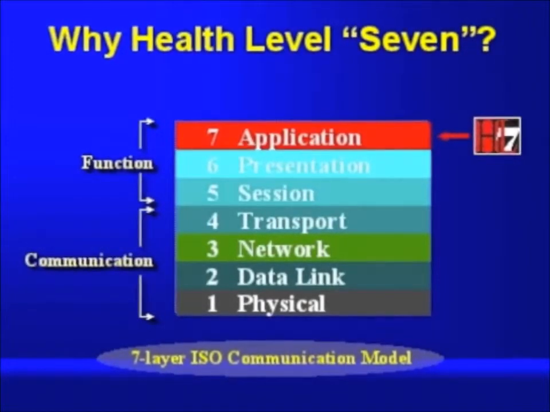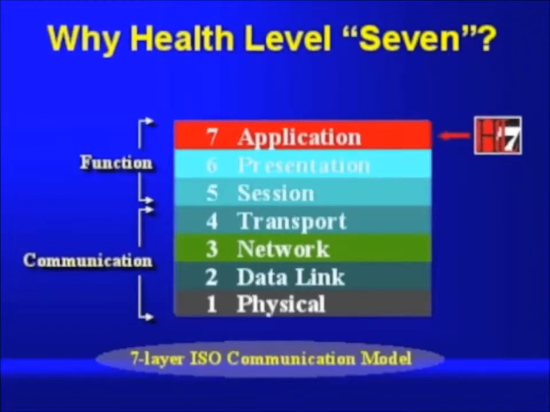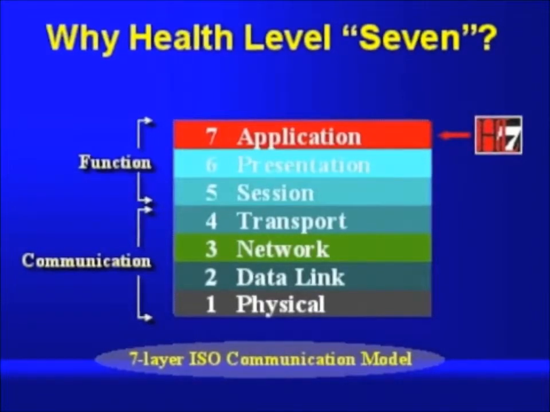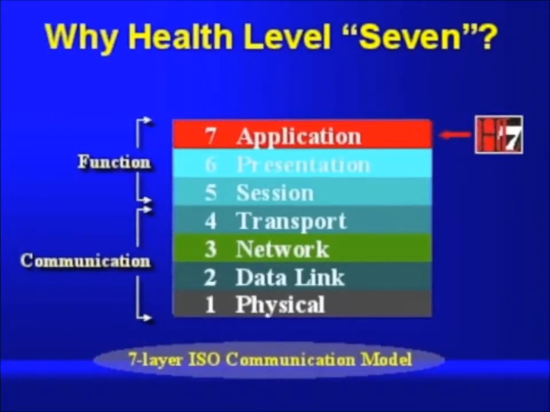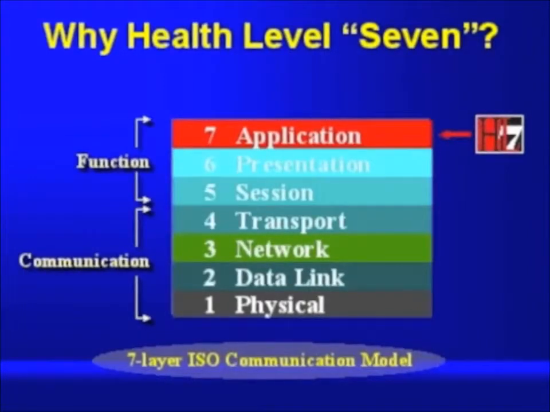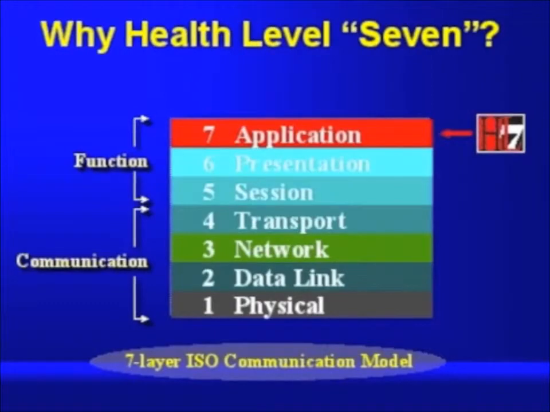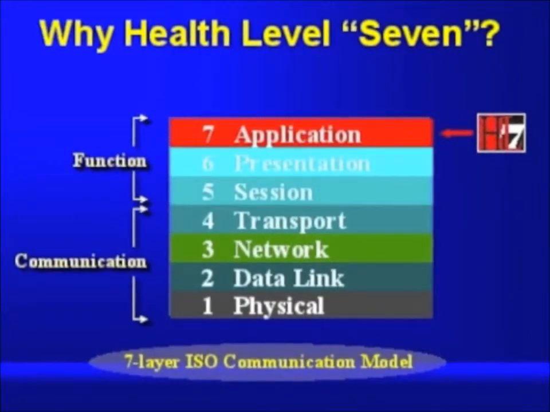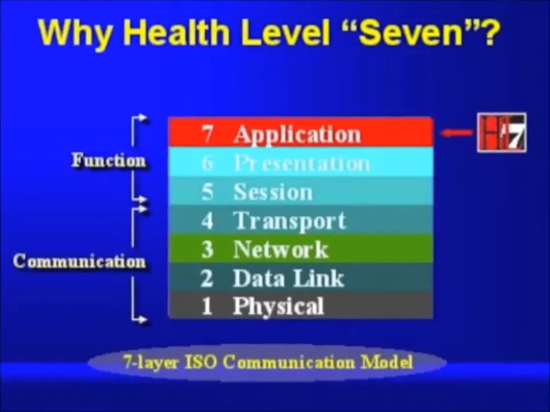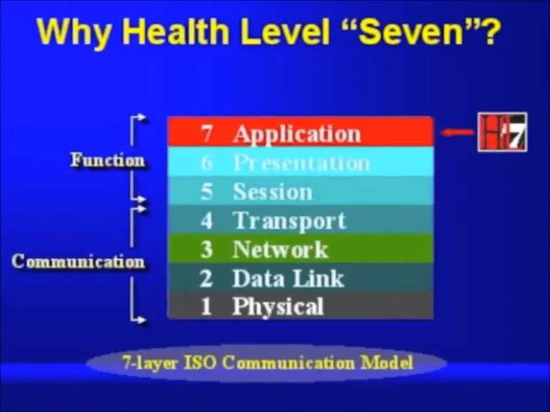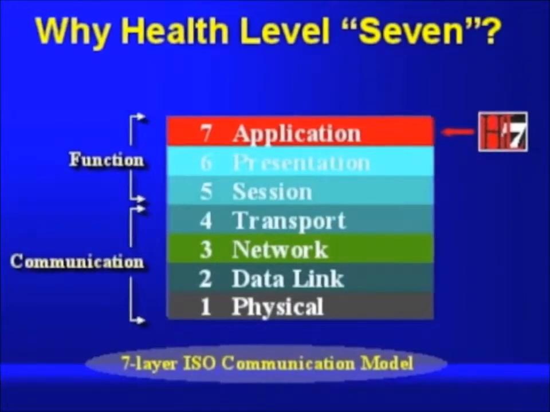The 7 refers to the 7th level of the International Organization for Standardization. The first level is physical, the second level is data link, the third level is network, and the fourth level is transport. These first 4 levels represent communication levels. The next 3 levels are function levels and include session, presentation, and application.